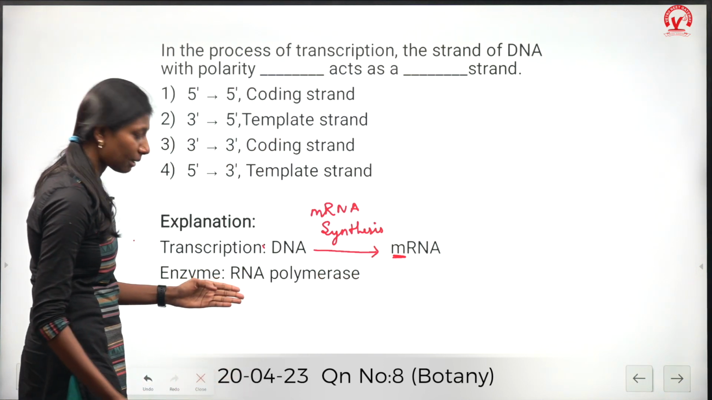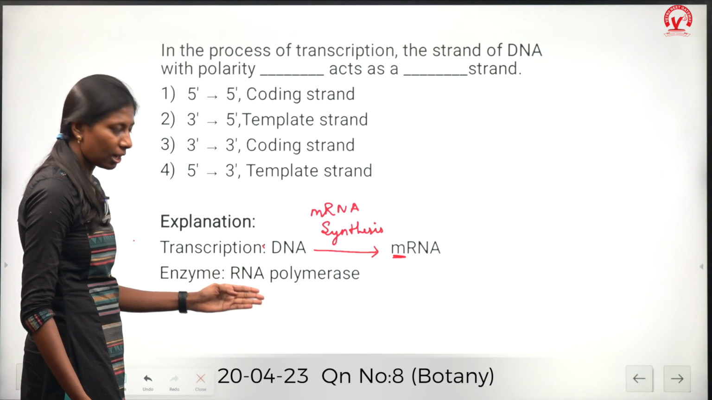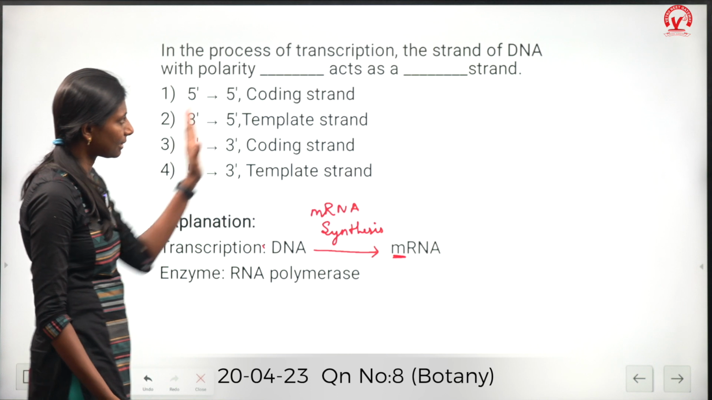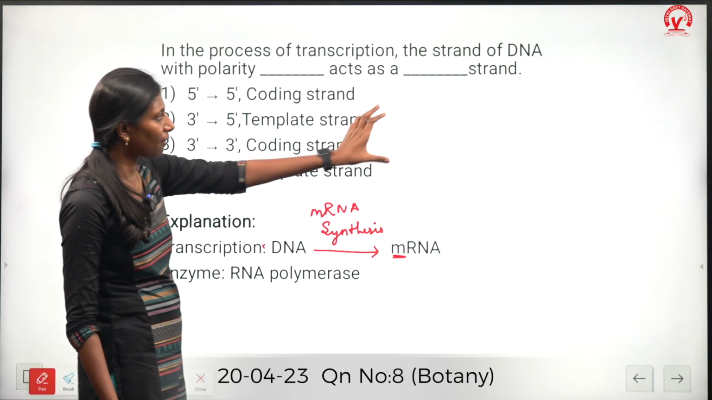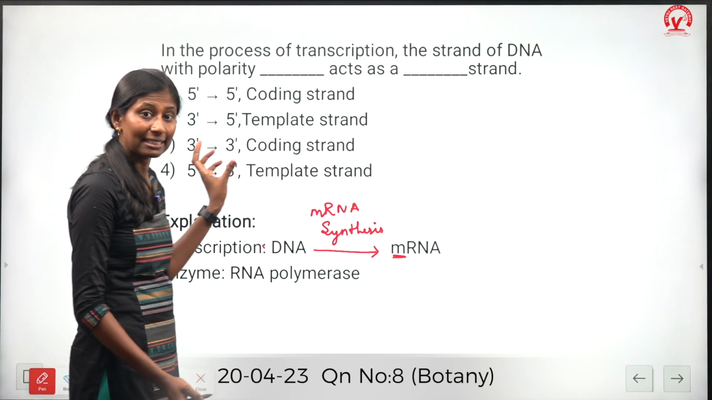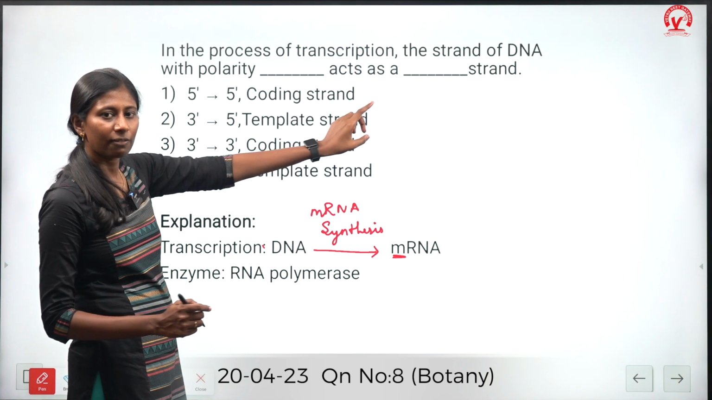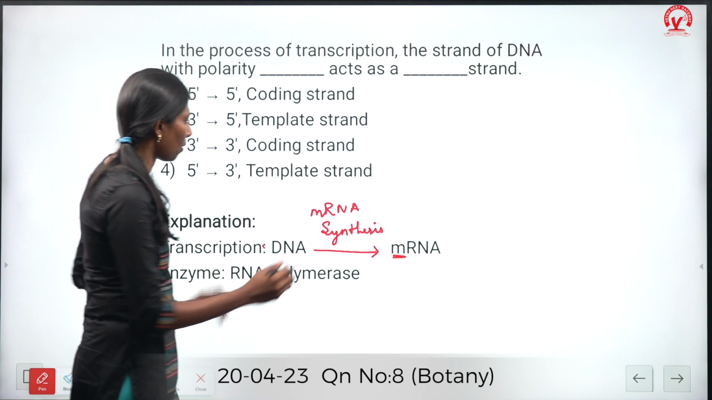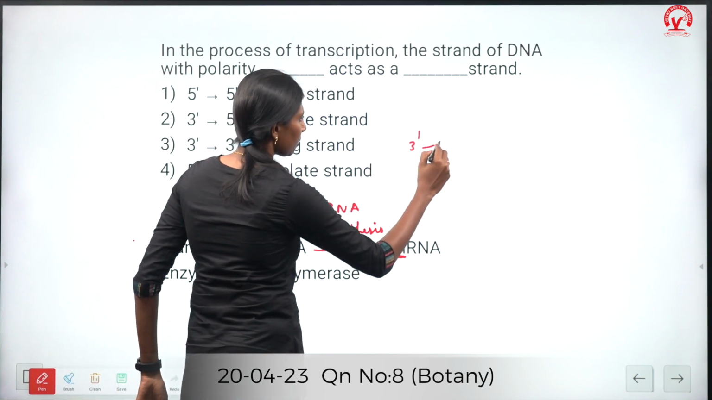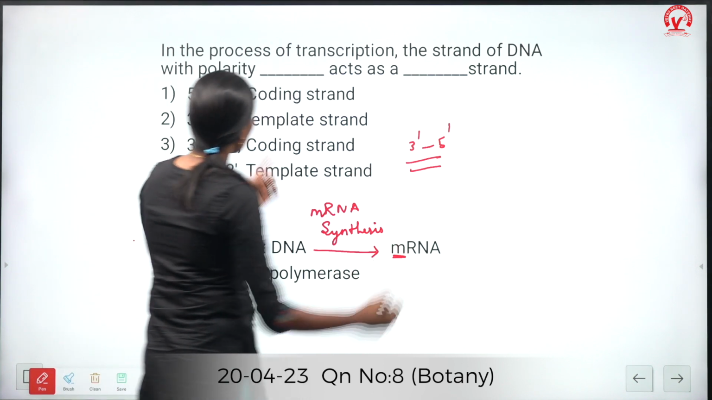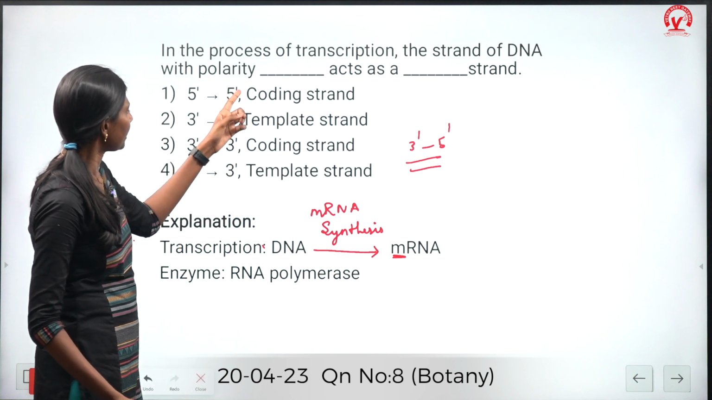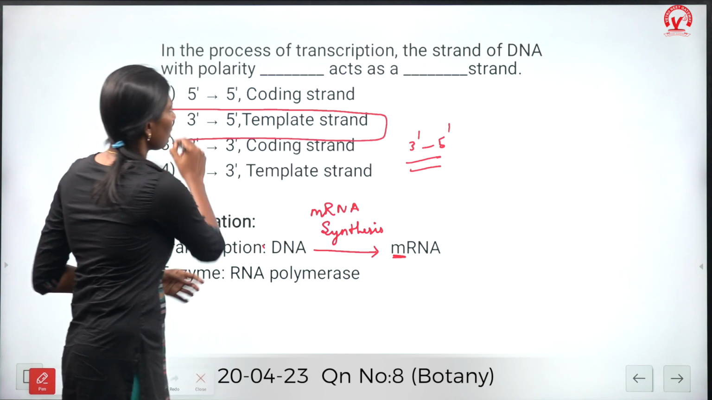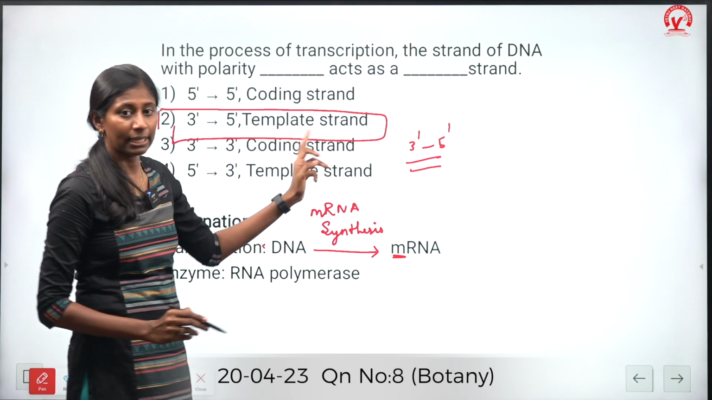So, which enzyme is involved in this process? RNA polymerase. You have to know this too. During transcription, a single strand of DNA will act as a template. That DNA will be called the template DNA. It runs in the direction of 3' to 5'. So what is the question? The polarity is 3' to 5' and it will act as a template strand.